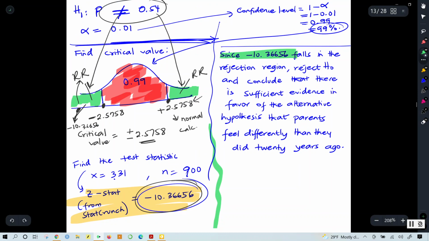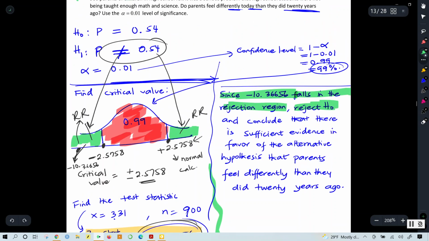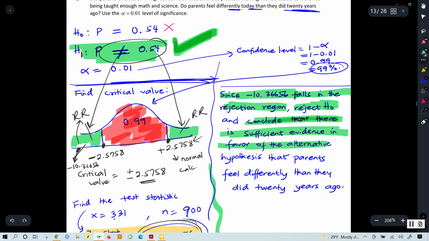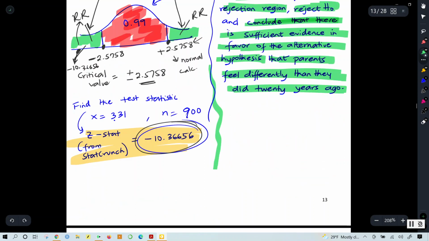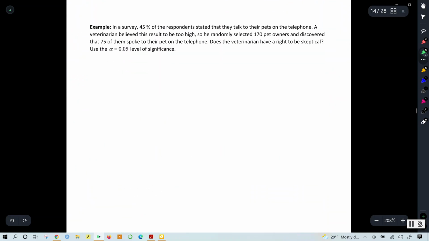So since negative 10.36656 falls in the rejection region, as said earlier, we're going to reject the null hypothesis, which means this is the bad guy, and we have enough evidence or sufficient evidence in support of the alternative hypothesis that we wanted to test. So we conclude that there is sufficient evidence in favor of the alternative hypothesis, which means that the parents now feel differently than they did 20 years ago. Now that we have completed that question, we proceed to the next example.